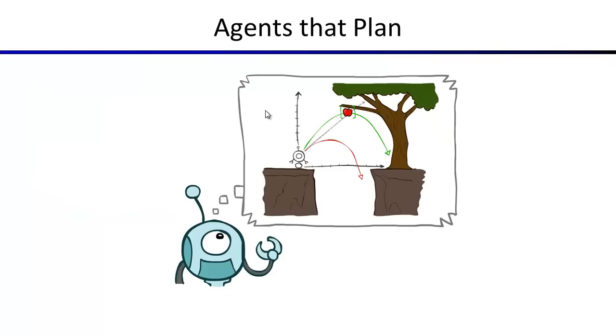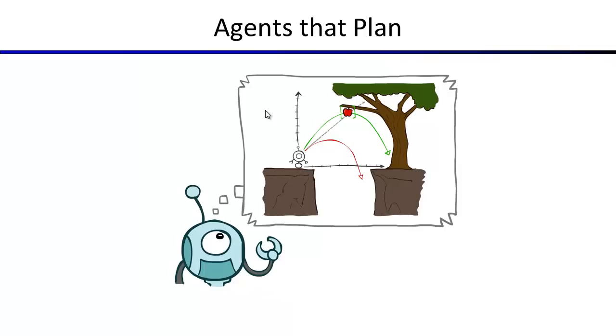Okay, agents that plan. What do I mean with that? The idea here is that an agent is supposed to achieve a goal. Could be maybe reaching an apple. But there might be different ways to try to achieve that goal. There might be different ways of acting that don't even achieve the goal.